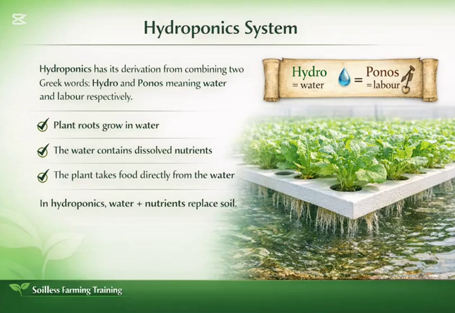You're not going to put a granular fertilizer into a hydroponic system. No, you will not do that. When we get to the nutrient part, we're going to discuss that. Another thing is that the plant takes food directly from the water. I'm sure you understand that very well. So in hydroponics, water plus nutrients replaces soil. Now I know you will ask, if we've taken care of water and nutrients, what about air and what about an anchor? We're going to get to that.